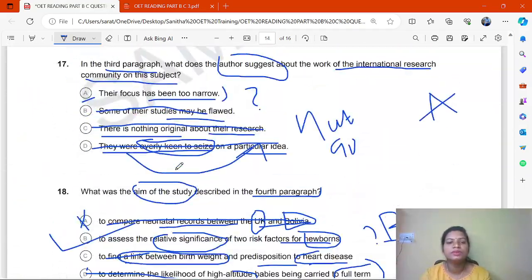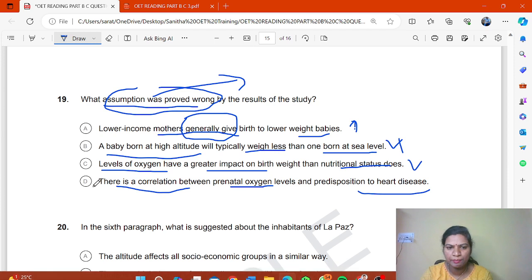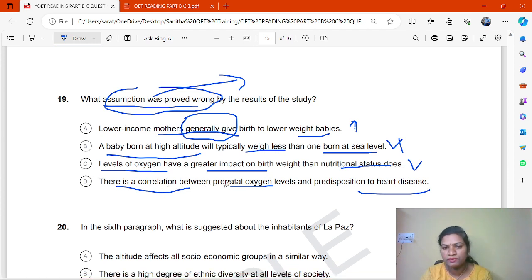See, we got some information in the first option: lower income mothers generally give birth to lower weight babies. Okay, we will keep this option here. Then we come to the second option: a baby born at high altitude will typically weigh less than one born at sea level. Yes, it is said in the passage. Levels of oxygen have greater impact on birth weight than nutrition. Yes, it is also said in the passage. There is a correlation between prenatal oxygen level and a predisposition to heart disease.